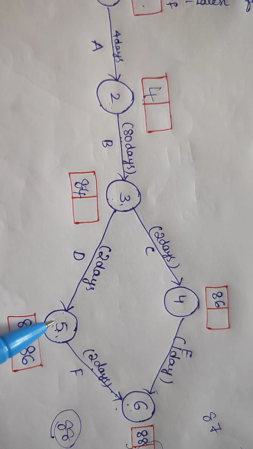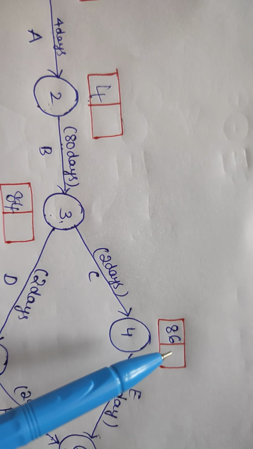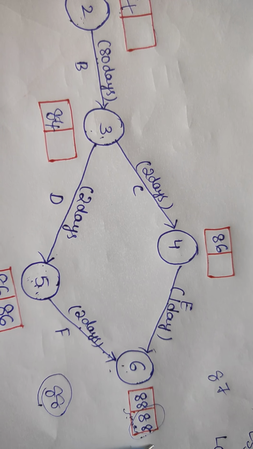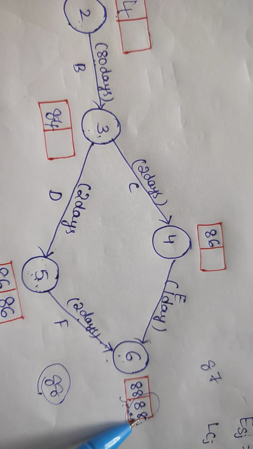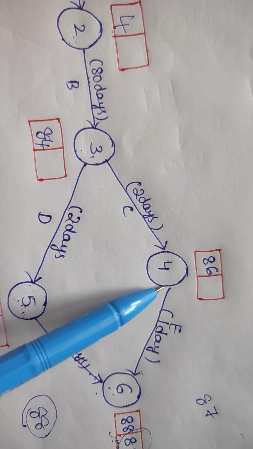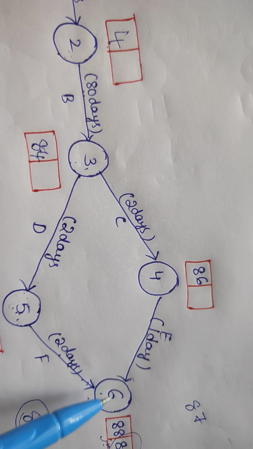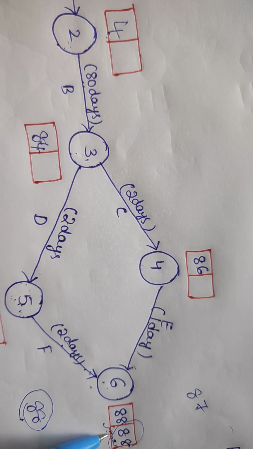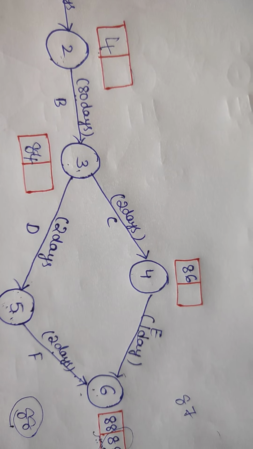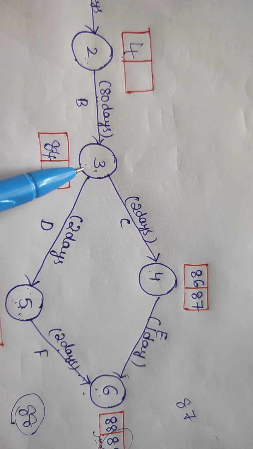After completion of the fifth event, we can go for the fourth one. So when we are calculating the fourth one's latest finishing time, we have to consider the value of the sixth event's latest finishing time. Why? Because at the fourth, only one tail event is there, that is from the sixth one. So at the sixth one, 88 is the value, and 88 minus 1, that means 87.